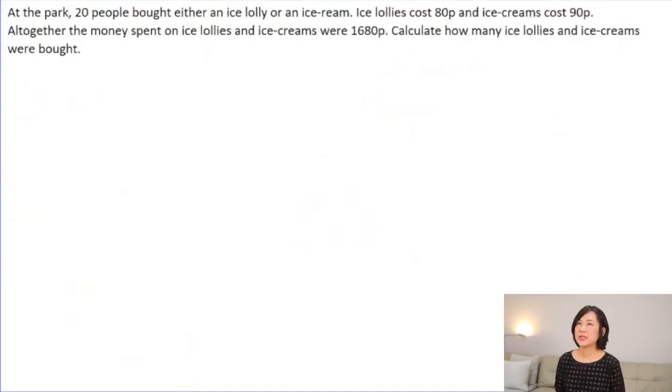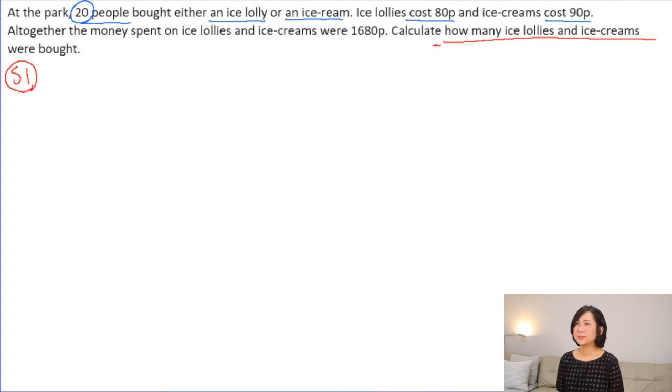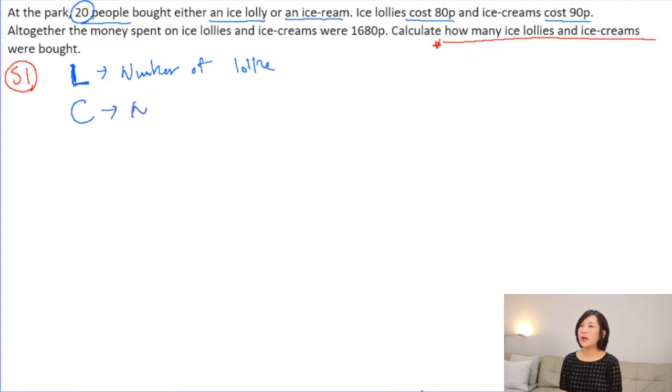Let's have a look at this question. We've got 20 people who bought either an ice lolly or an ice cream. That means each person buys an ice lolly or an ice cream. The ice lolly costs 80p and the ice cream costs 90p. We've got a price for the lollies and ice creams. So always check our final goal. It gives you a clue for the variables. How many ice lollies, how many ice creams? So let's put L as the number of ice lollies, C for the number of ice creams.